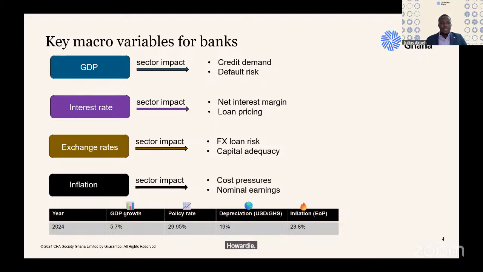I think this should be end of 2024. Depreciation of the currency is by 2024, and inflation is end of period 2024. Okay.